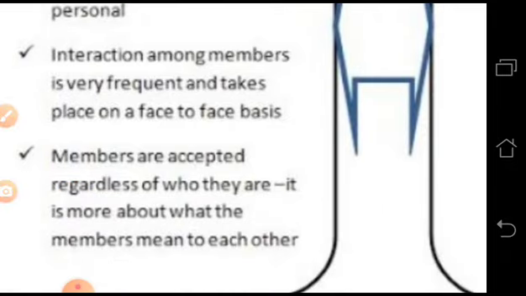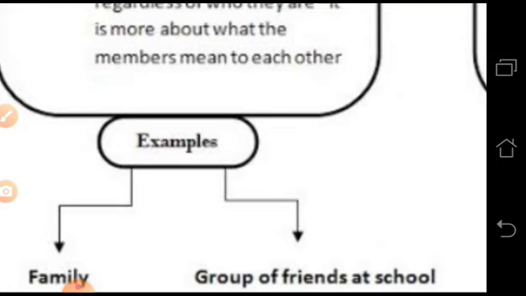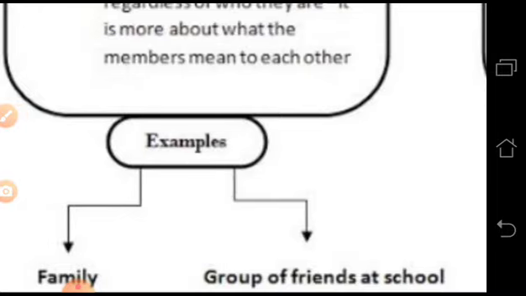So members are accepted regardless of who they are. It is more about what the members mean to each other. They know each other, and they will accept everyone's views. Some certain rules are there in families also sometimes, or in some primary groups. We maintain these kinds of things, but it is not written. Okay, but we learn it through the process of socialization.